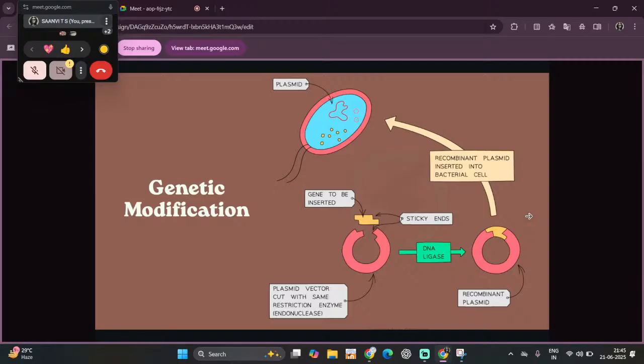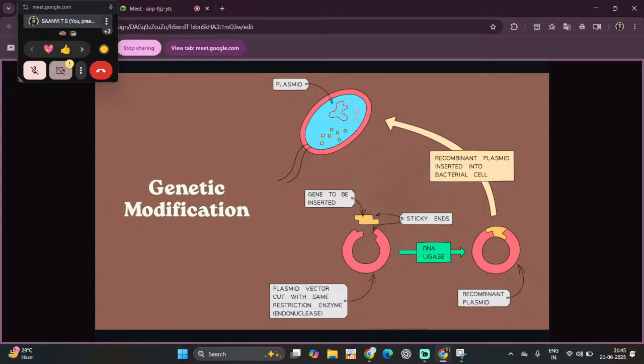So, plasmid vector. Plasmid is basically an extra chromosomal genetic material that is present in several bacteria and microorganisms. This plasmid vector, shown in the figure, is cut with restriction enzyme. This is basically the scissors in the world of microbiology. The gene to be inserted is placed in the cutout portion of the plasmid vector.